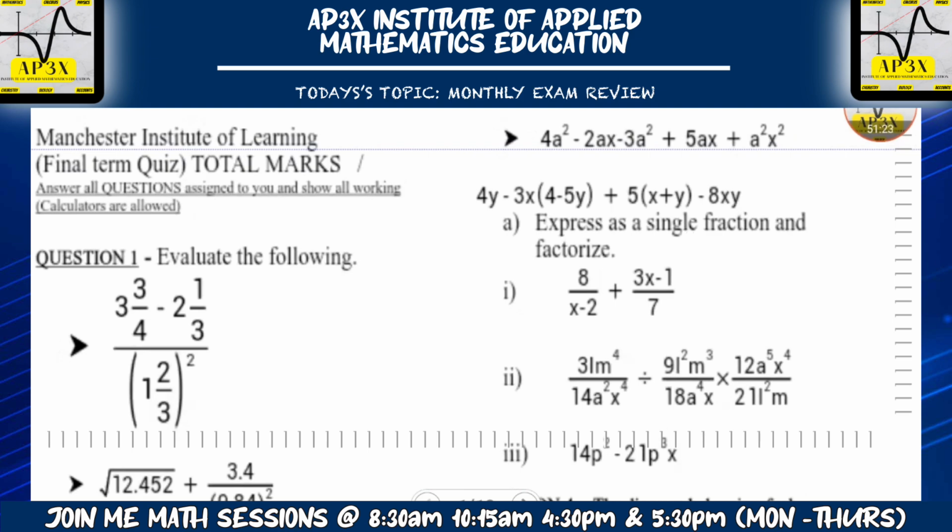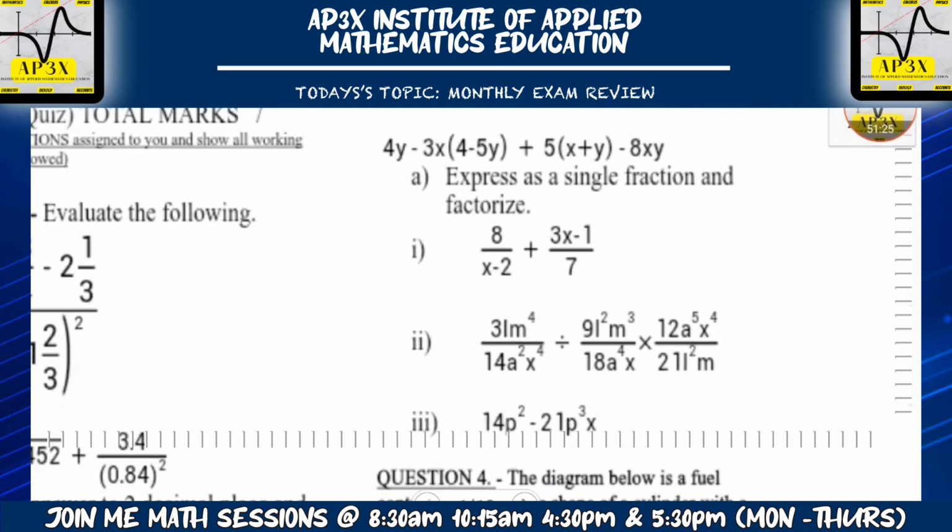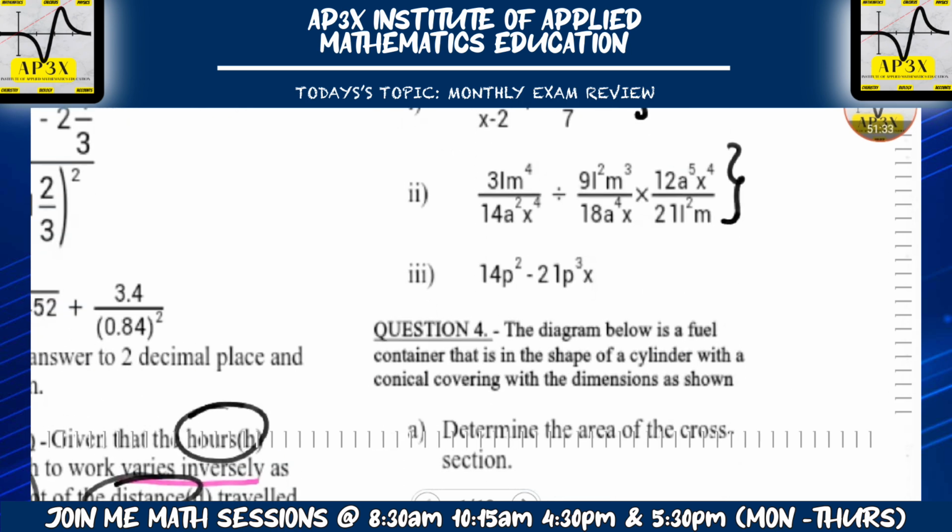Now, I may have made an error in terms of the instructions. I'm hoping that my students weren't thrown off. What I really should have said was that we should express these two as a single fraction and factorize this one. I think I may have corrected them in the exam. I'm not certain. So hopefully that is not an excuse as to why they may have gotten it incorrect.